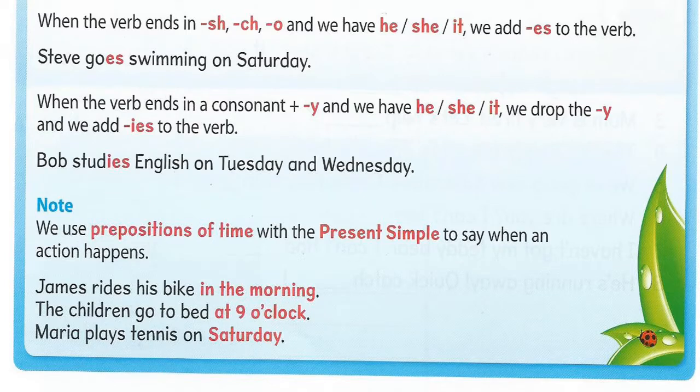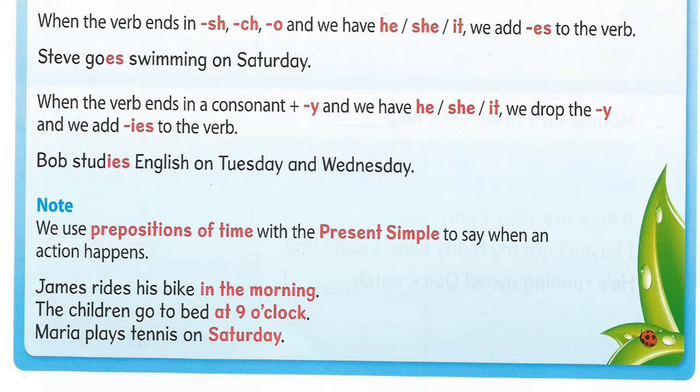As we said before, Junior 2, when we put s at the end of the verb, we have to follow some rules. If the verb ends in s, sh, ch, or o, when we use the subject he, she, or it, we add es at the end of the verb. For example, Steve goes swimming on Saturday.